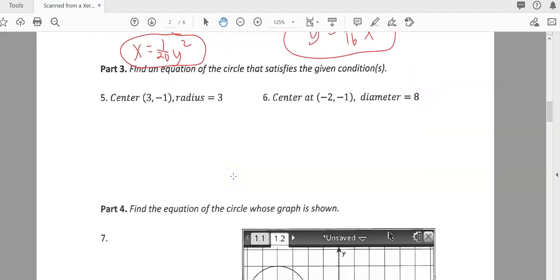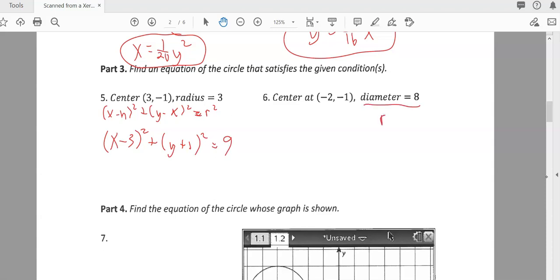Find an equation of the circle that satisfies the given conditions. So for a circle, the formula is (x minus h) squared plus (y minus k) squared equals r squared. It's the equal sign. So (x minus 3) squared. Notice that's a positive 3, but it says minus 3 there. Plus (y plus 1) squared equals 9.